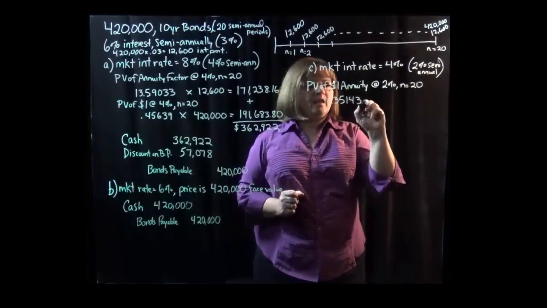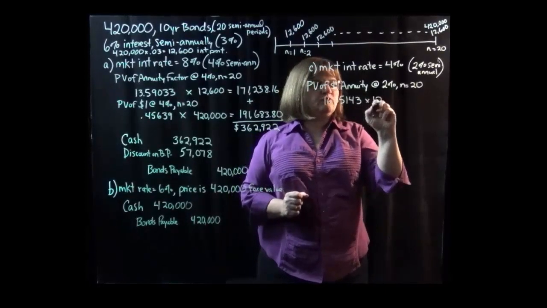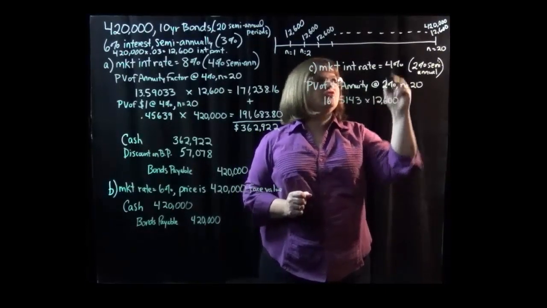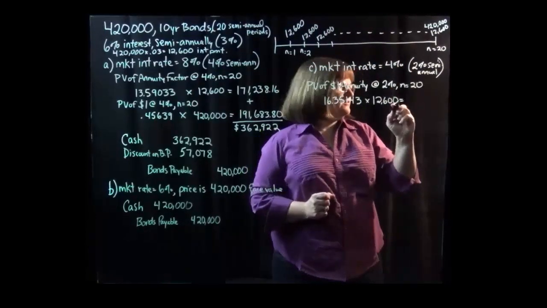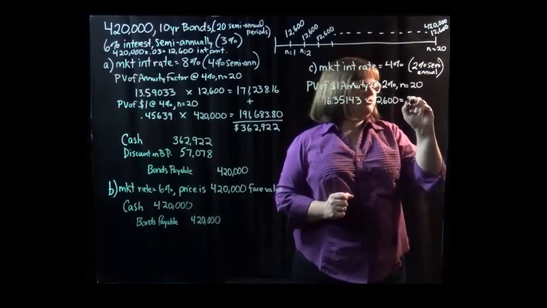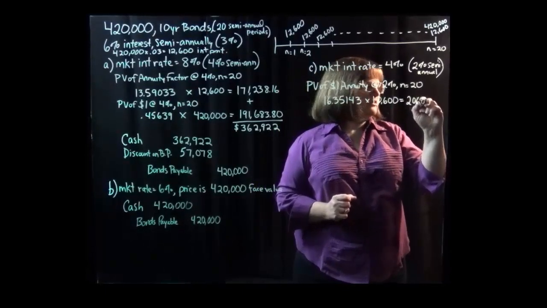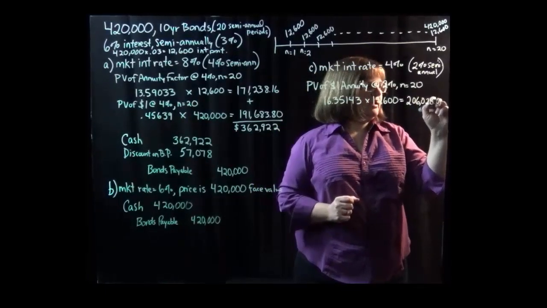And that factor is going to be 16.35143. We multiply that times the $12,600 interest payment from up here, and that's going to give us a total of $206,028.02.